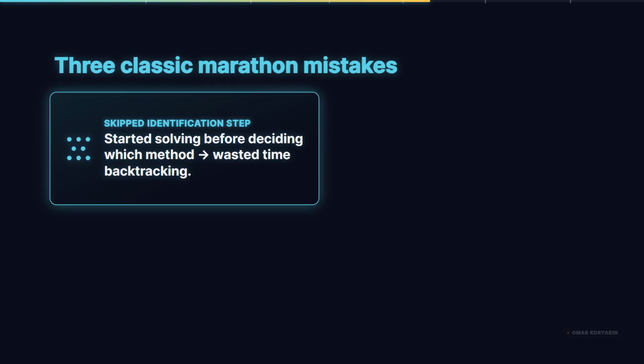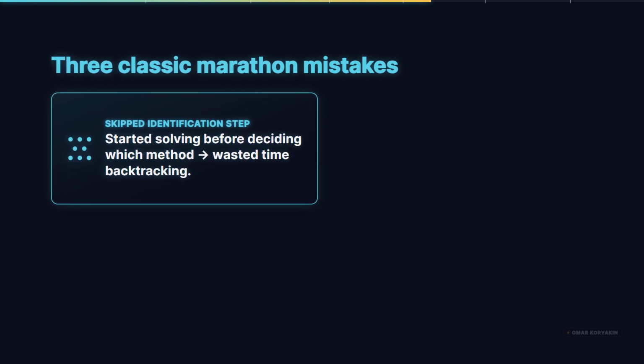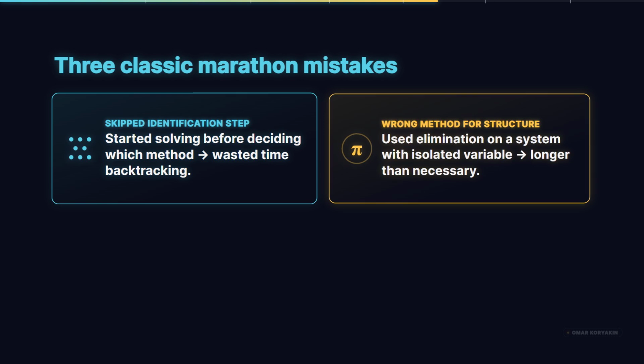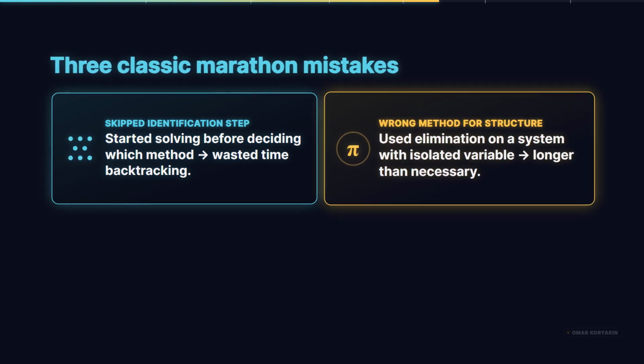Identification is fast, it costs 5 seconds and saves often 2 or 3 minutes per problem. The discipline of always identifying first is the single biggest accelerator on mixed practice sets. Second mistake, picking a method that does not match the system structure.